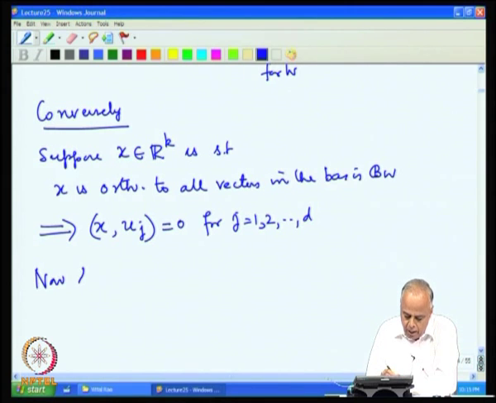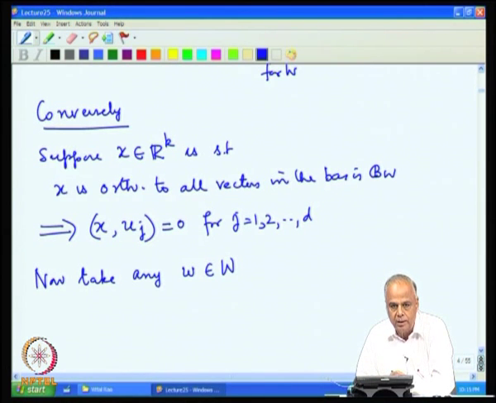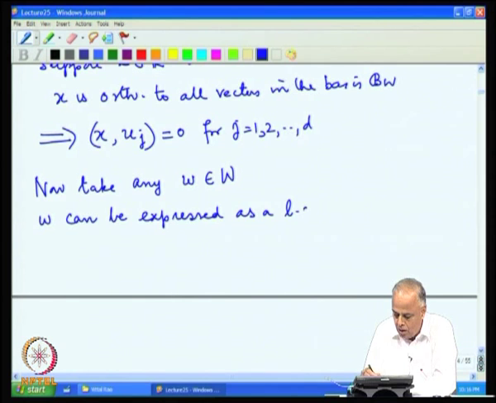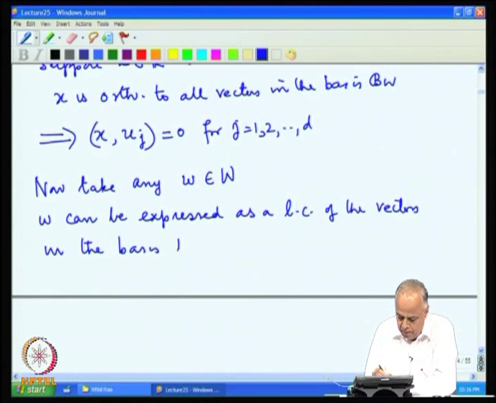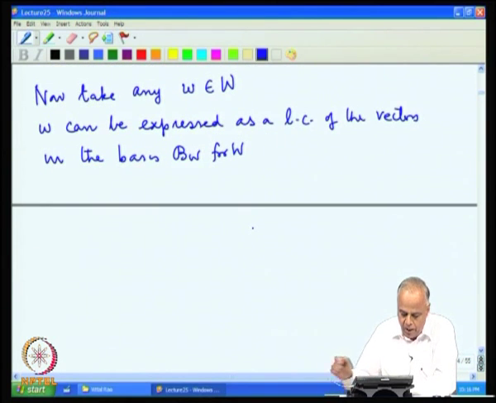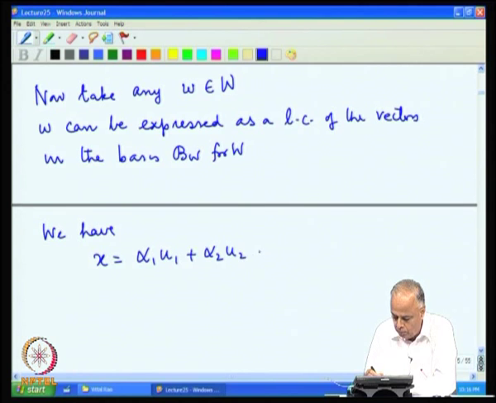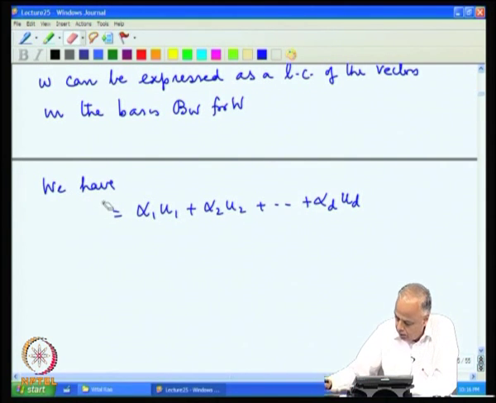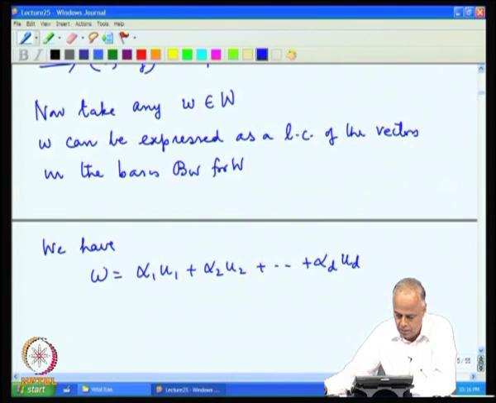Now, take any vector w in W. Since B_W is a basis, we can expand w in terms of these basis vectors. So, w can be expressed as a linear combination of the vectors in the basis B_W for W. And therefore, we have w equal to alpha 1 u 1 plus alpha 2 u 2 plus alpha d u d.